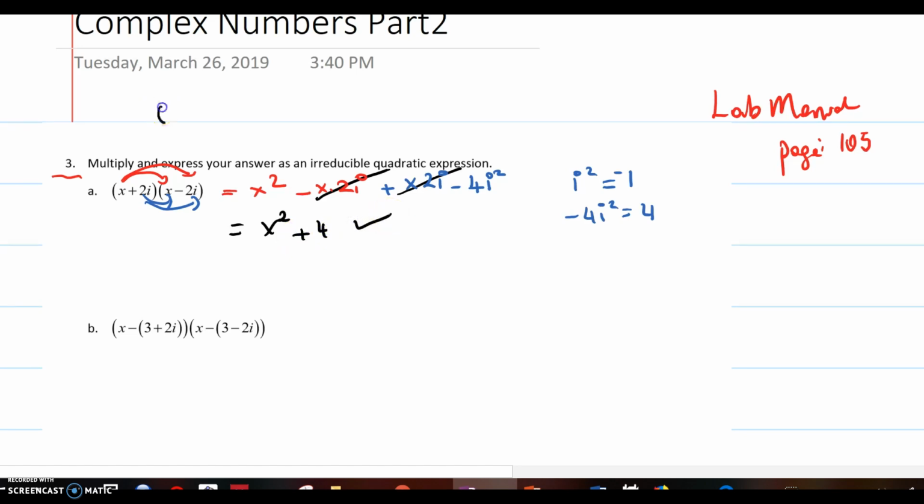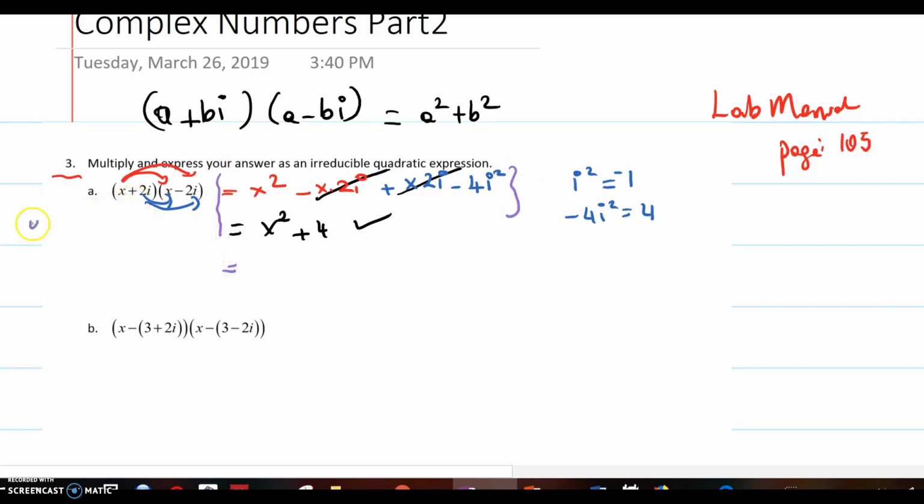Or we can remember this: a plus bi times a minus bi. If we're multiplying the complex number with its conjugate, we keep the real part as is, but the complex part changes the sign. We end up with a squared plus b squared. So by eliminating the steps, we can jump in, since a is 1 here and b is 2, right? A is not 1, sorry, a is x. A is x and b is 2.